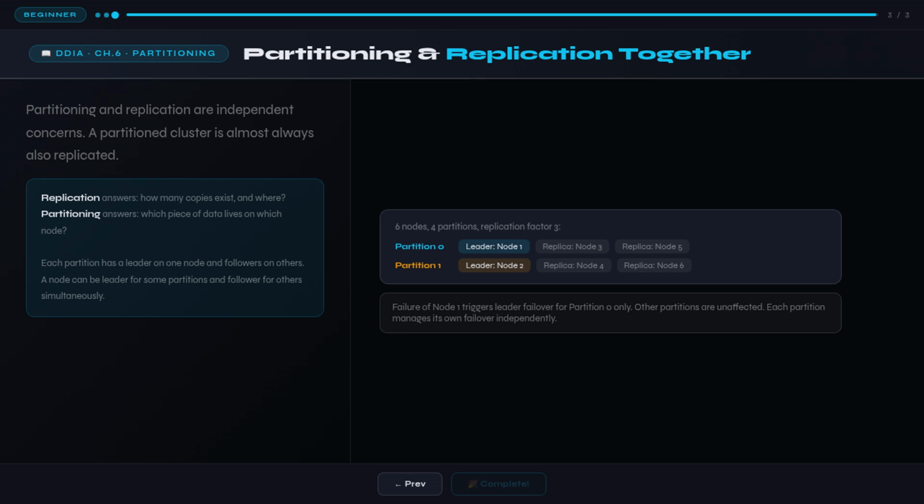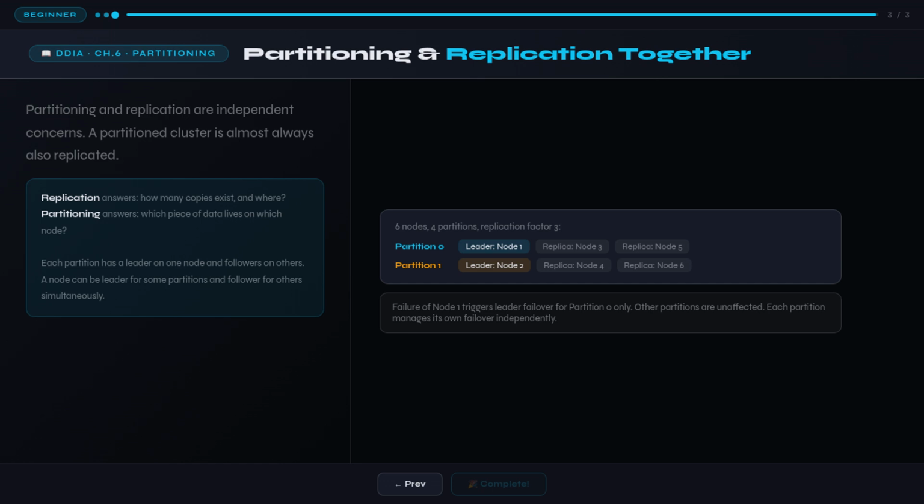You can increase the replication factor from 2 to 3 without changing how data is partitioned. You can rebalance partitions across nodes without changing the replication topology. The concerns are orthogonal. It also matters for understanding failure behavior. If the leader node for partition 0 fails, that partition's follower takes over as the new leader, just like the leader failover process from chapter 5. The other partitions on the failed node elect their own new leaders from their own follower sets. Failure of one node causes failover in multiple partitions simultaneously, but each partition handles its own failover independently.